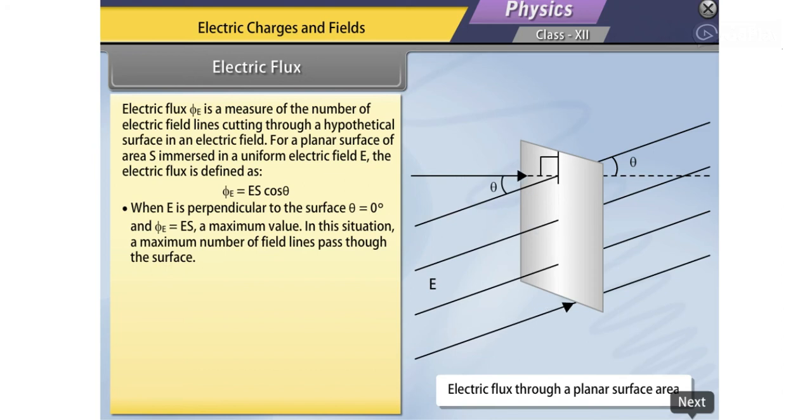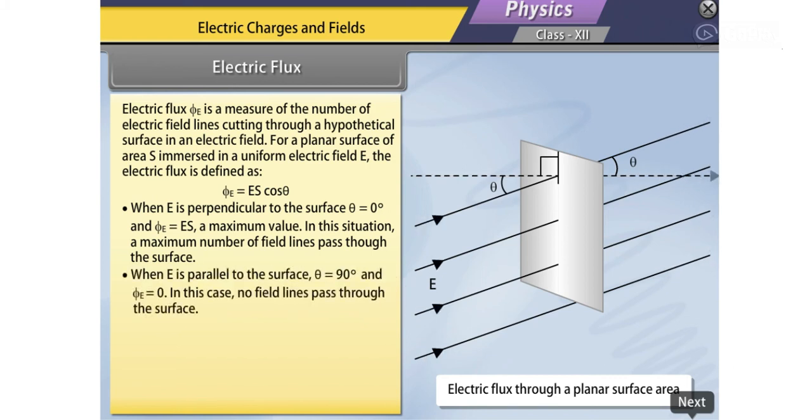When E is perpendicular to the surface, theta is equal to 0 degree and phi E is equal to ES, a maximum value. In this situation, a maximum number of field lines pass through the surface. When E is parallel to the surface, theta is equal to 90 degree and phi E is equal to 0. In this case, no field lines pass through the surface.